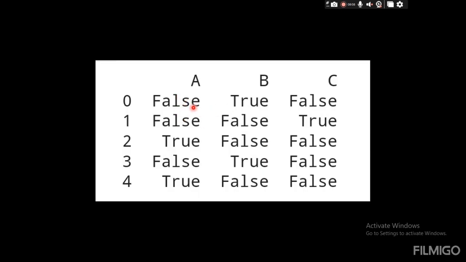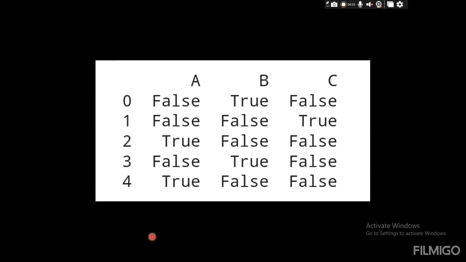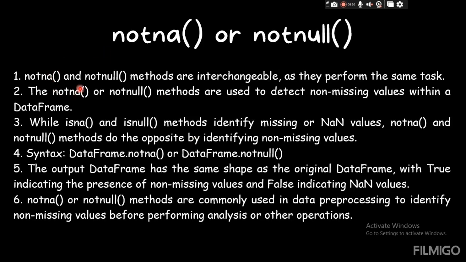So isNa or isNull methods are used with data frame objects in order to know whether the elements are null values or not. Similarly, you can use isNull also, however, you will get the same result. In this case, notNa and notNull methods are also used to check whether the given element is not a nan value, or it may be not a null value.